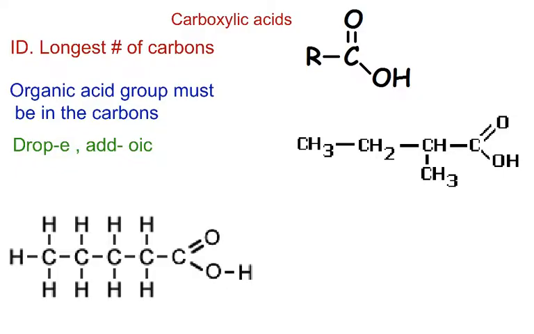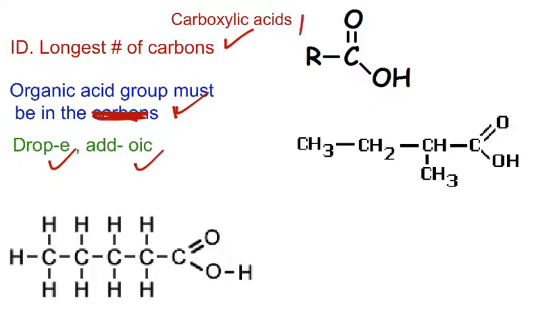As always, we have to identify the longest number of carbons possible. The organic acid group must be in that parent. So that's a bit of a typo there. It must be in the parent. And when we name it, we simply drop the E and add OIC.